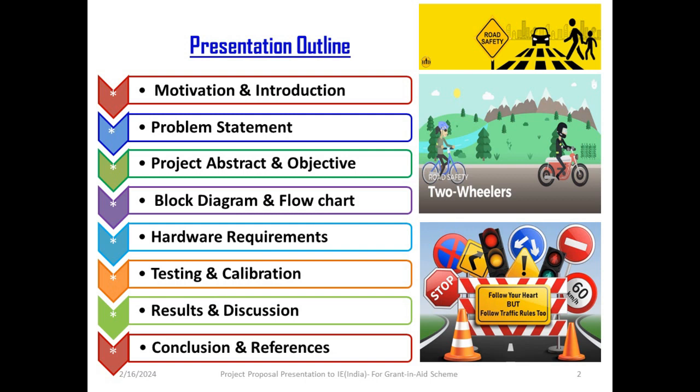So this is the presentation outline. The first one is motivation and introduction about this project, and second one is problem statement, followed by project abstract and objective, block diagram and flowchart, hardware requirements, testing and calibration, result and discussion, and finally conclusion and references. Let's see the motivation and introduction behind this project.